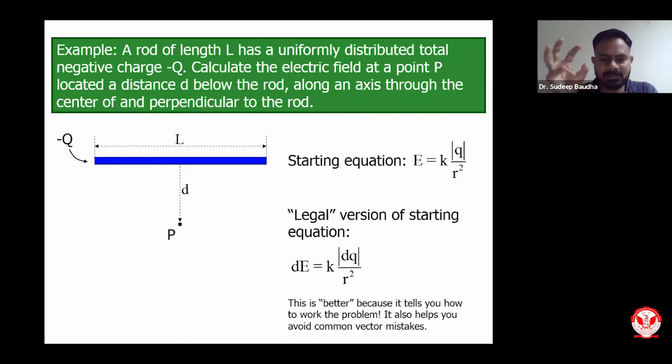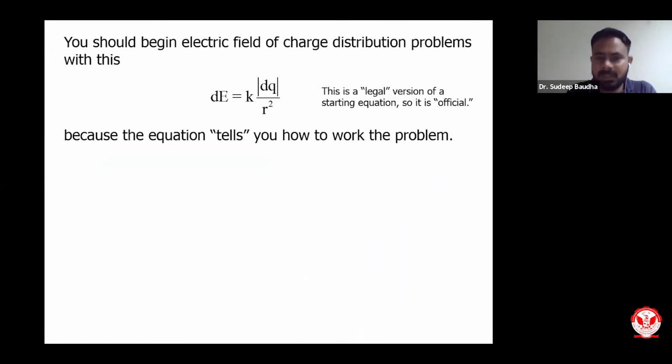The del E is a small amount of electric field. Del Q is the charge over a small section of the rod. So I have just formulated a better version of this problem. This was the standard electric field equation. This is the version which I will be using to find the electric field at a point P because of this rod. So we should begin our electric field of charge distribution problems with this particular equation, as I have already said, because the equation tells you how to work the problem. Because dq is a small segment, we can integrate over the entire segment.